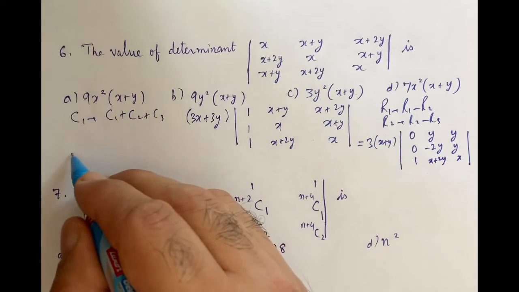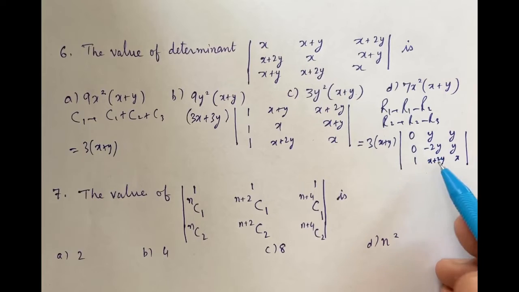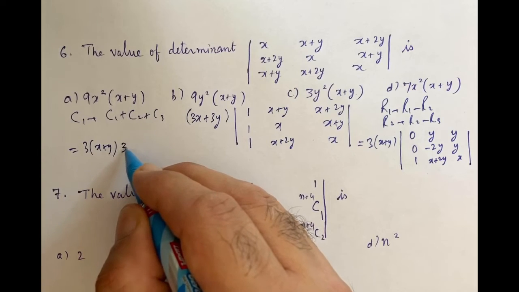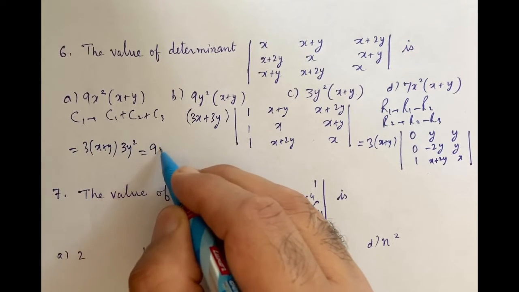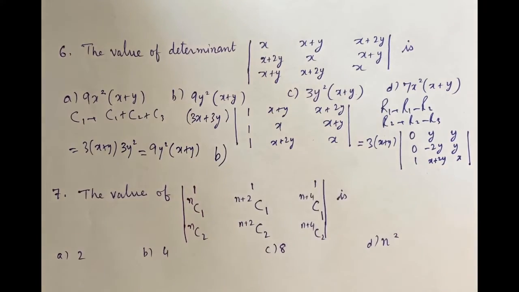Now we can expand. This is 3 into x plus y. We expand along elements of first column. 1 into its y square minus 2y square, that is, this is 3y square. So this is 9y square into x plus y. So the answer is B.